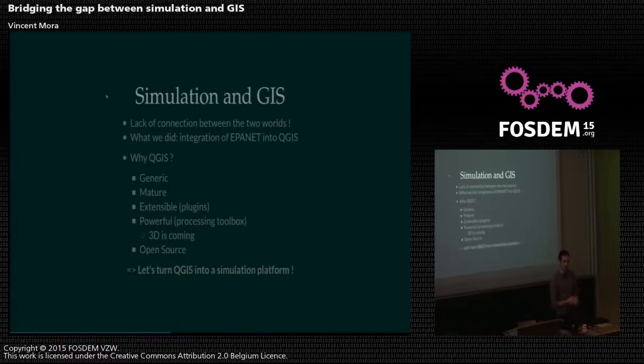software. So what we already did is to take one of these models, an engine called EPANET for water management, and integrate it into QGIS. So why QGIS? Because it's a generic GIS software, it's mature, it's extensible, like we saw just today with its system of plugins.